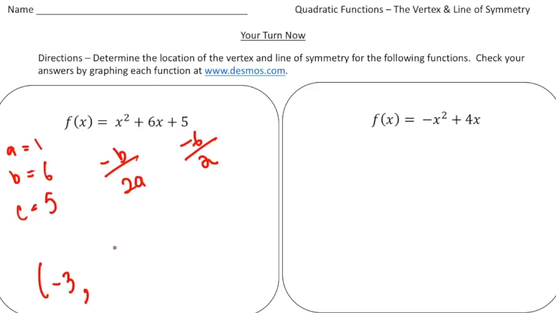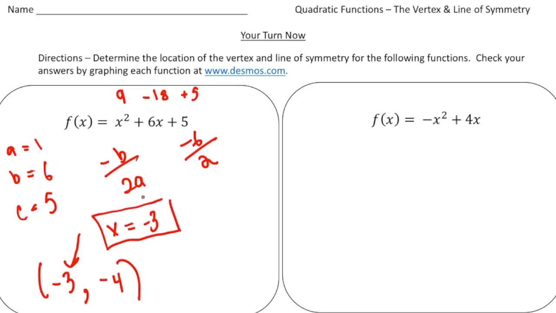And then to get the y value, we're going to take that negative 3 and plug it back into the function. So negative 3 squared is 9. And 6 times negative 3 is negative 18. And then plus 5. So 9 take away 18 is negative 9, and negative 9 plus 5 is negative 4. So the vertex is located at negative 3 and negative 4. Now the question is, what is the line of symmetry? Well, the line of symmetry is the x value. So the name of the line of symmetry is x equals negative 3.